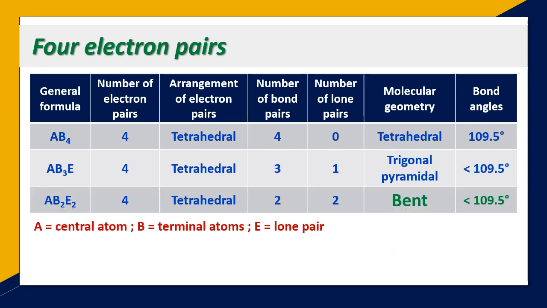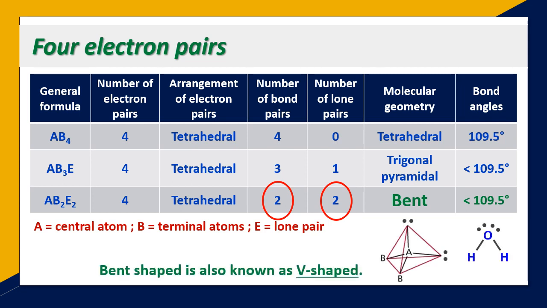A central atom of a molecule with 4 electron pairs, in which 2 of the electron pairs are the bonding pairs and 2 lone pairs, it will produce a molecular geometry of a bent shape. The bond angle will be less than 109.5 degrees. The bent shape is also known as a V shape.